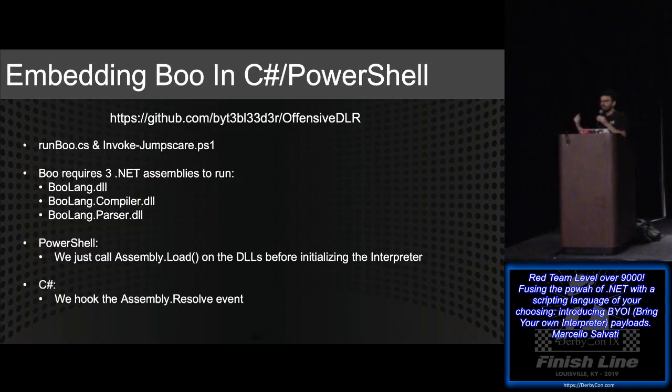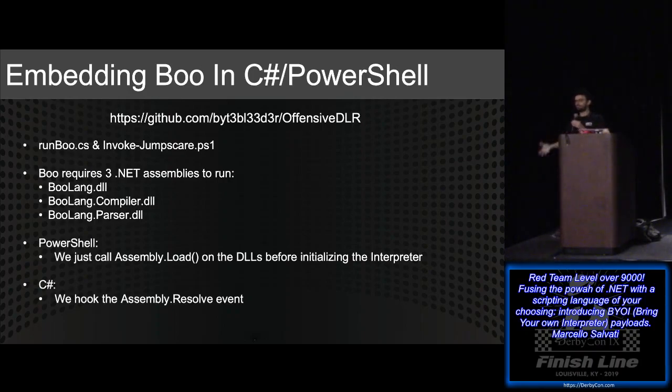So again, like this code, which will work this time. Oh boy. Offensive DLR, it's hosted there. There's runboo.cs, which is embedding BooLang in C#, and then there's Invoke-JumpScare, which embeds BooLang within PowerShell, which is the one I'm going to be showing you here. It requires three .NET assemblies to run, which is even better than IronPython, right? And also, it compiles straight to memory.